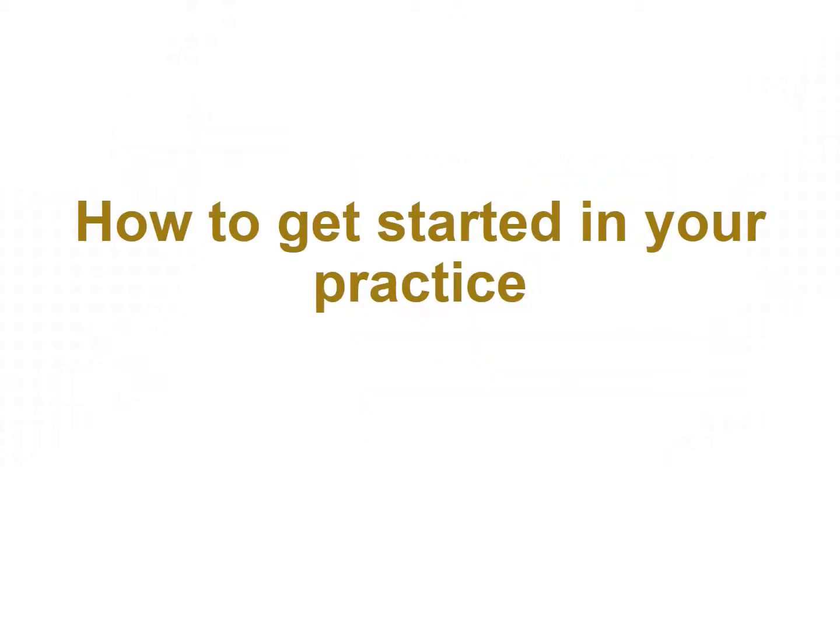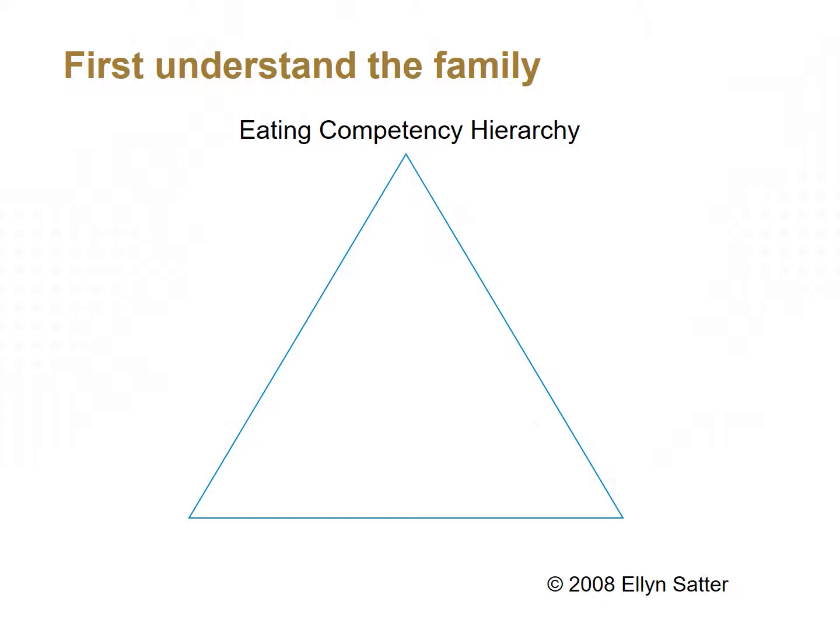So how to get this started in your practice? First, understand the family. So this is Ellen Satter's eating competency hierarchy. I'm going to come back to this in just a second. When we're dealing with families that have issues with their weight, before we talk about the what of what they're eating, it's important to recognize where your patient and their family is within this eating competency hierarchy. You can give all the nutrition advice you want, but whether they can and will do it depends on where they are within this hierarchy.